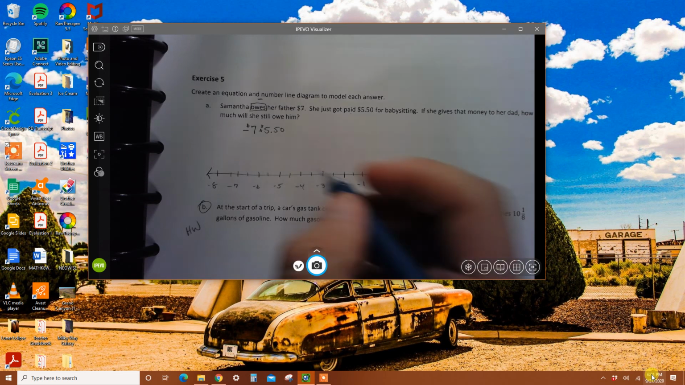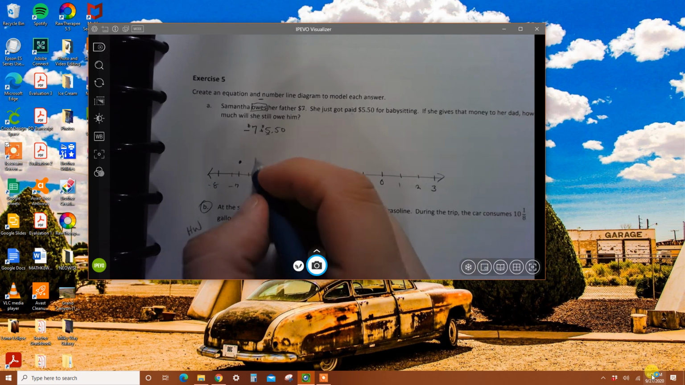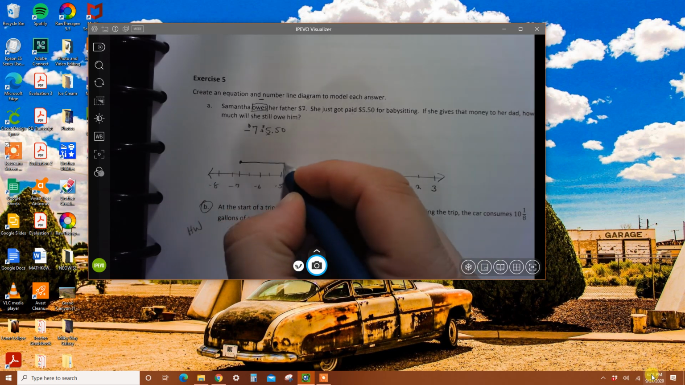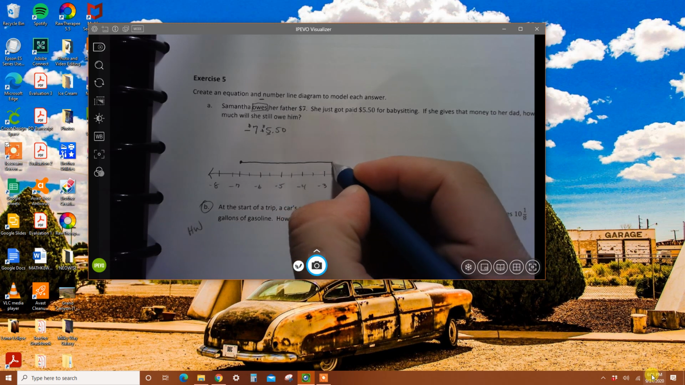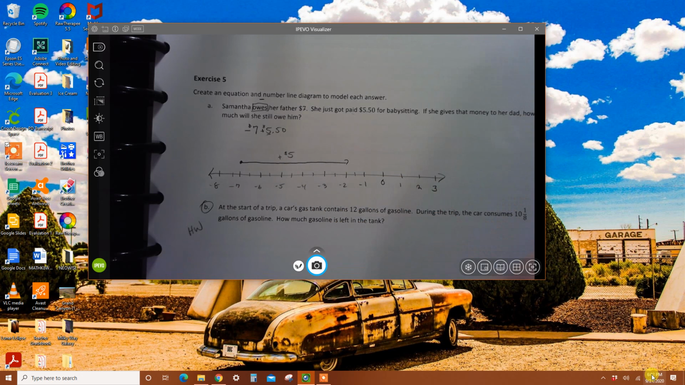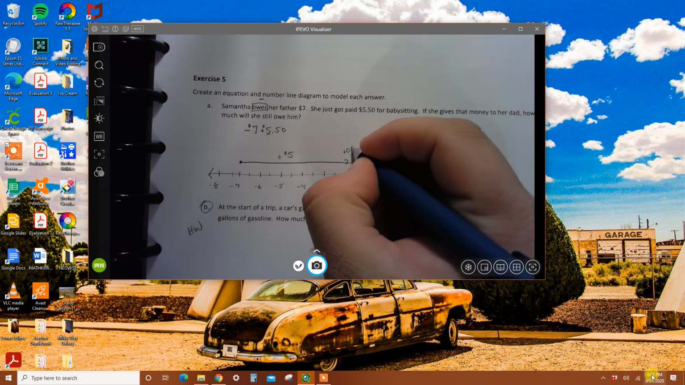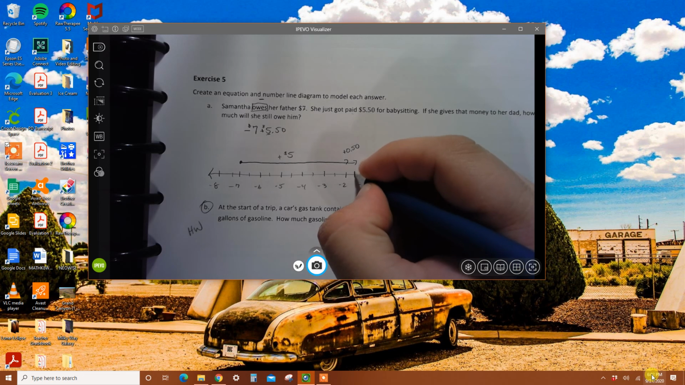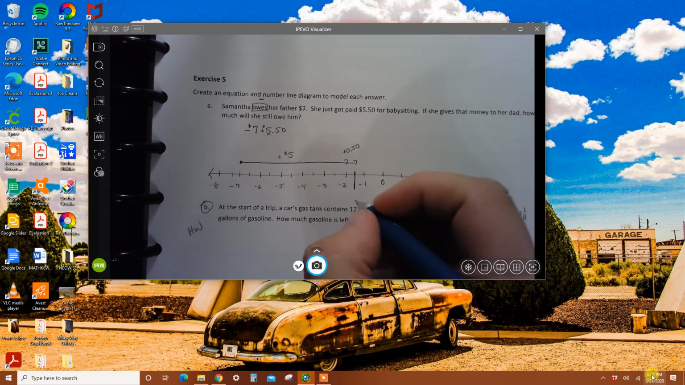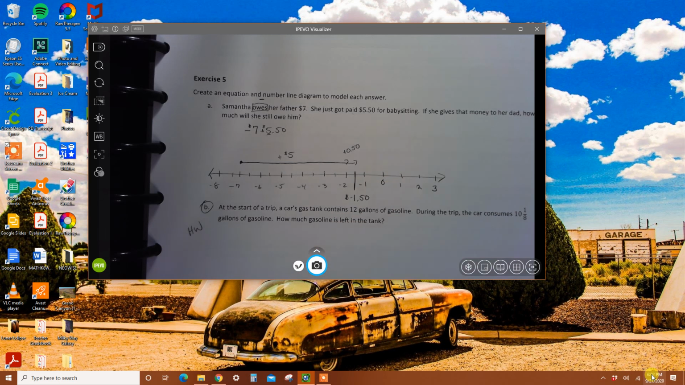It's important that we write our halves because we know our answer has a half in it. All right, so I'm all the way back here at a negative 7. All right, and I got to add $5.50. So let's start off with the 5 first, okay? Let's add 5. Okay, 1, 2, 3, 4, 5. Okay, so we just added $5. I still have to add 50 cents, right? So plus 50 cents, and that stops me right here, okay, which is going to be at a negative $1.50. So she still owes her daddy $1.50.